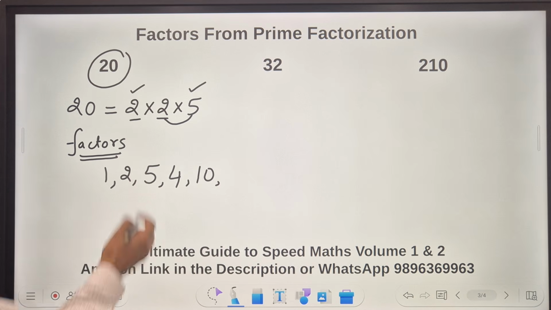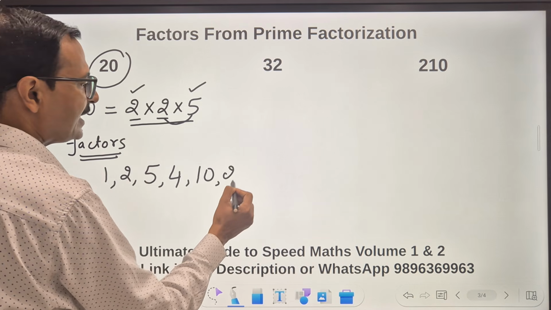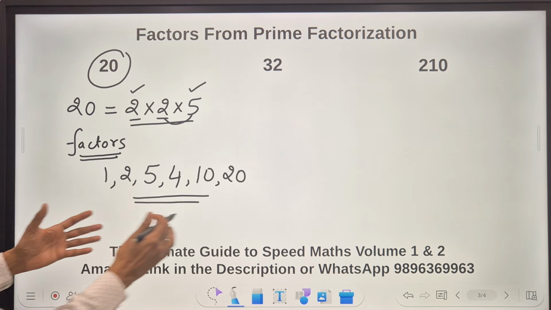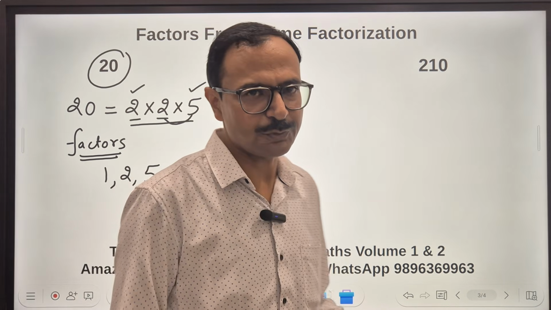And therefore, I have to take all the 3 numbers now. And all the 3 numbers obviously is 20 itself. And so I have listed down all the factors of 20. These are the divisors of 20.